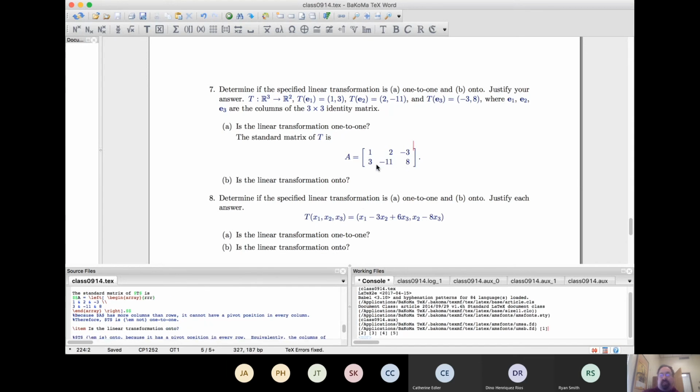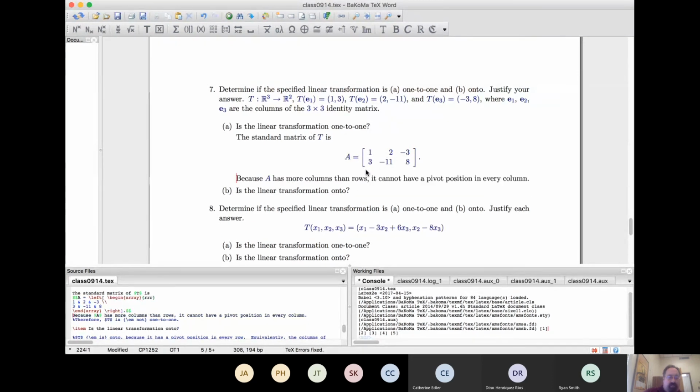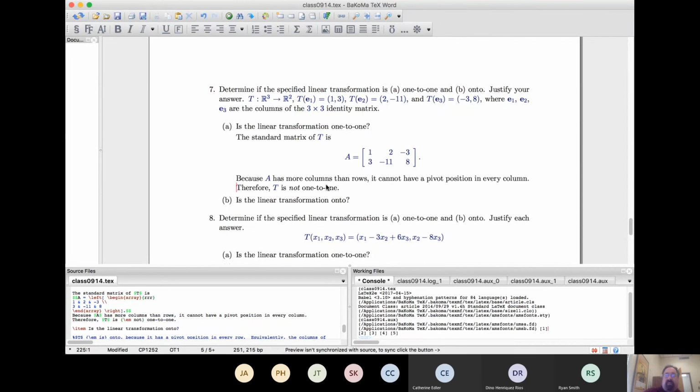Well, you don't even need to do a single row operation, because for one-to-one, you ask, is there a pivot position in every column? Well, you only have one pivot position per row, so you're only going to have at most 2 pivot positions. You're not going to have enough of them. So anytime you have fewer rows than columns, it's not going to be one-to-one. Right, so you need to have at least as many rows as columns.